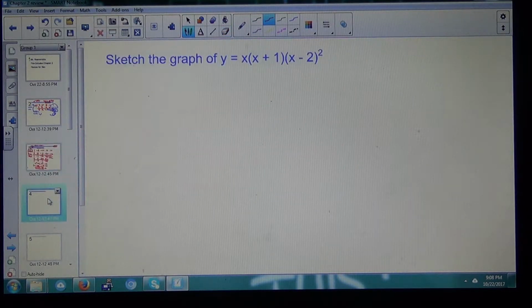Alright, next problem. Sketch the graph. So now they gave me a graph. You do need to do this on the test. You can use your calculator to check it, but you're going to have to give me the pluses and minuses and a number line on the test tomorrow.